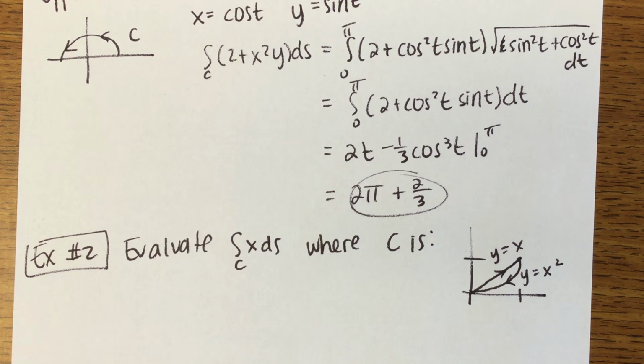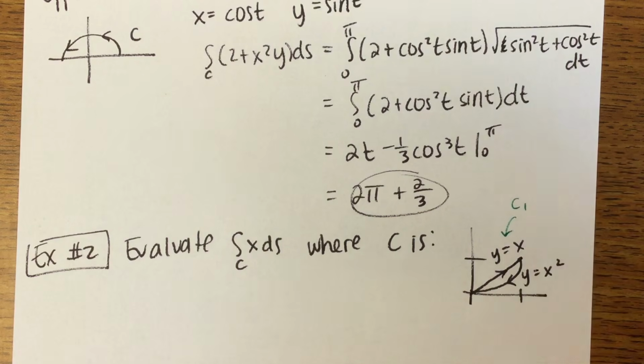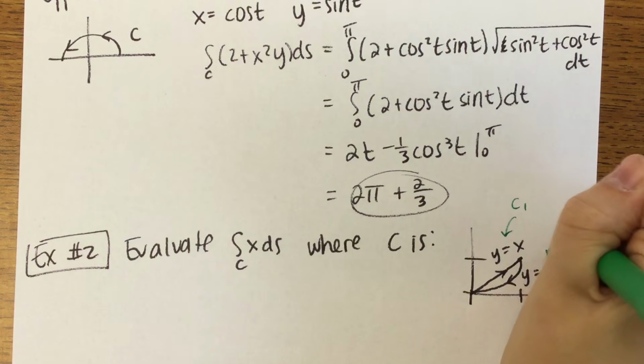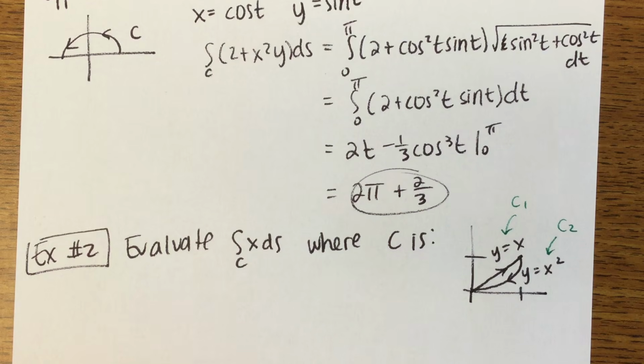Okay, so the first thing I want us to notice is we are integrating along two different curves here. So we're going to need two different line integrals. This first one, the y equals x, I'm going to call that curve 1. The y equals x squared, I'm going to call it curve 2. So we're going to have to do two different line integrals.